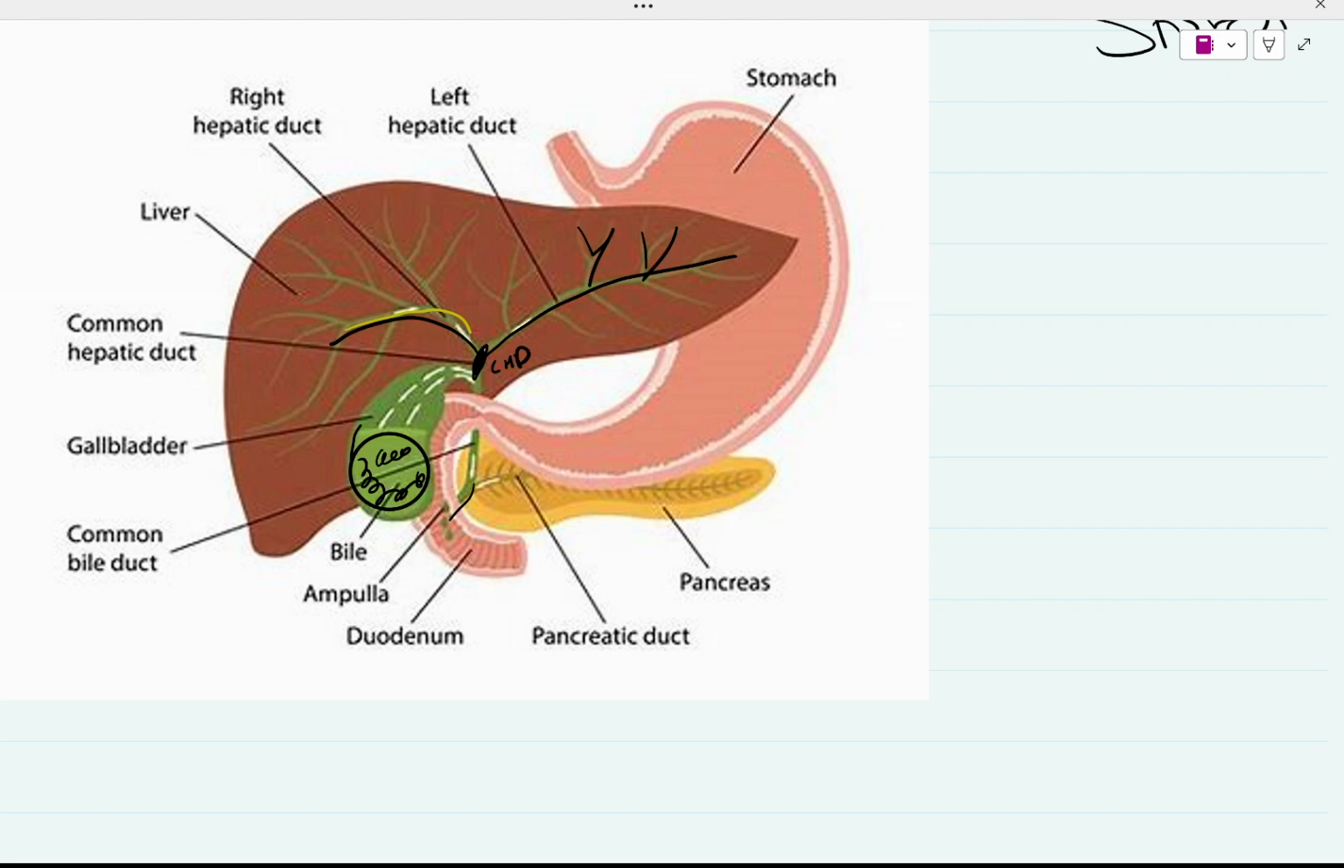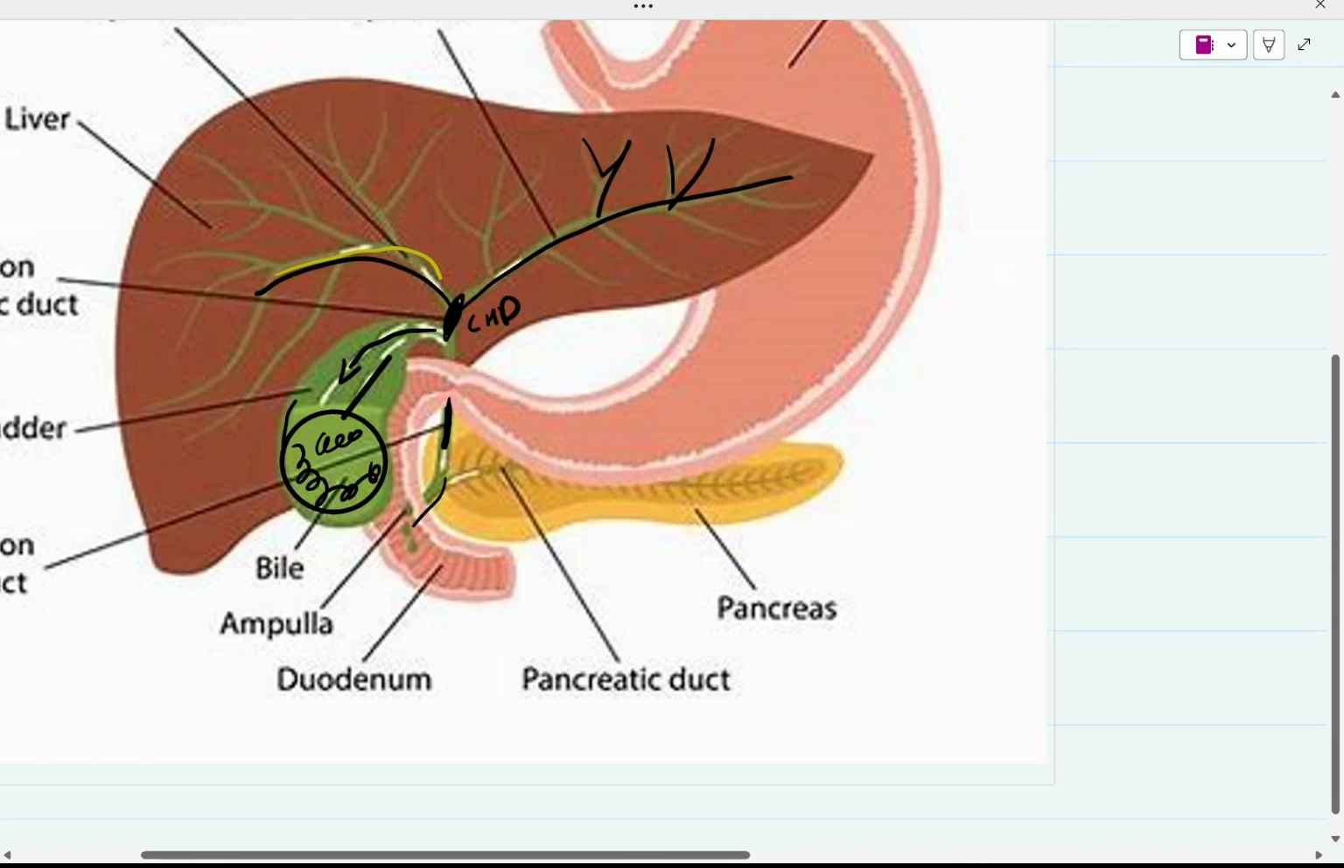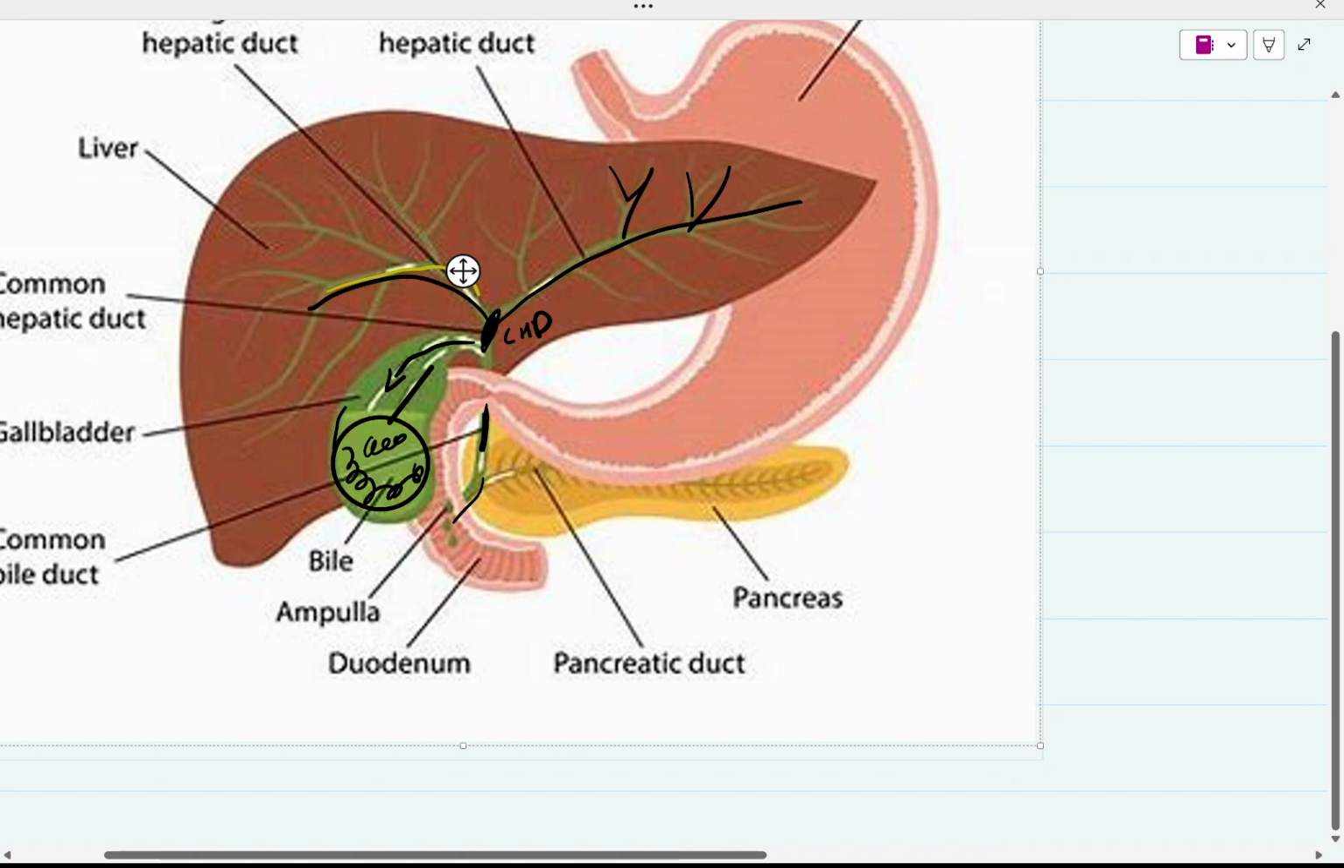There is an incoming pathway and an outgoing pathway. This is the common bile duct, which takes the right hepatic duct and left hepatic duct, which take the common hepatic duct and cystic duct. So the cystic duct and common hepatic duct join to form the common bile duct.